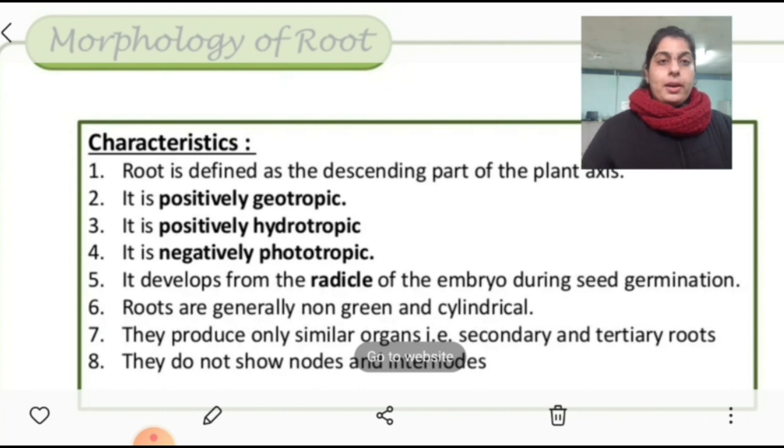Today I'm here with my new video on the subject remedial biology, and the topic is morphology of root. Root is a part of a plant which grows inside the soil, and it is the descending part of the plant axis. Here we have to study about the morphology of root.